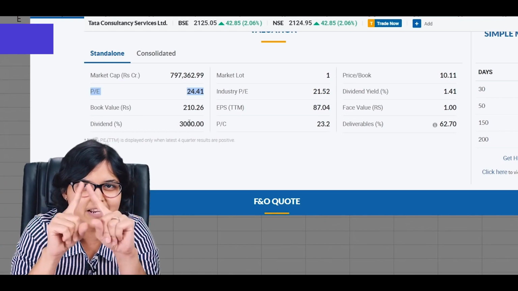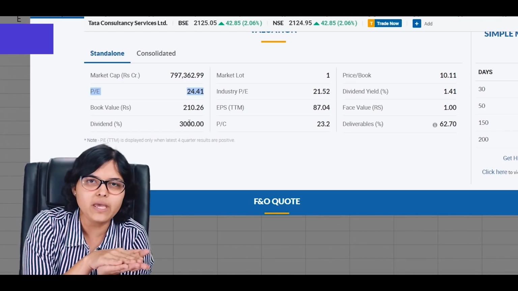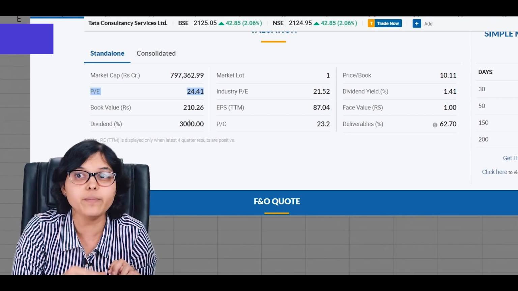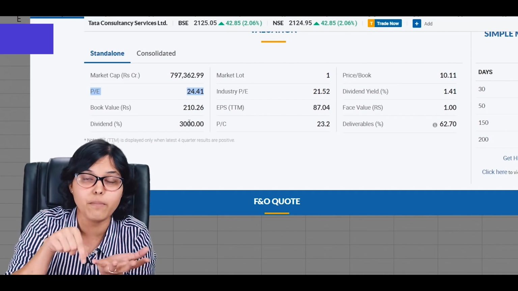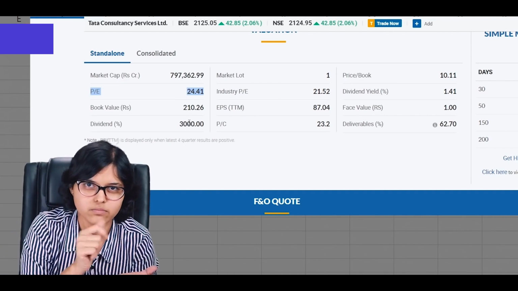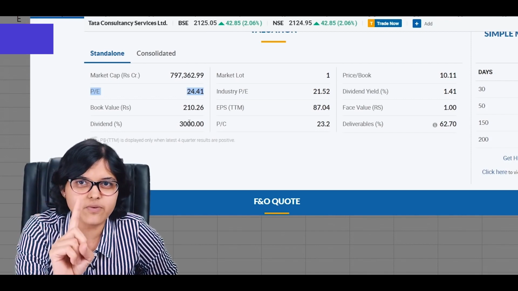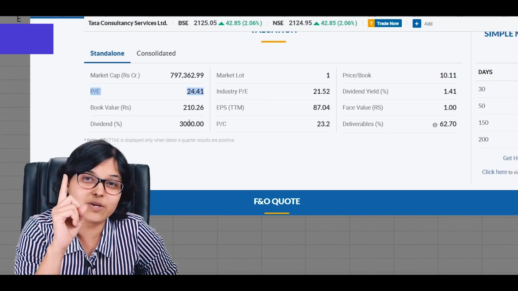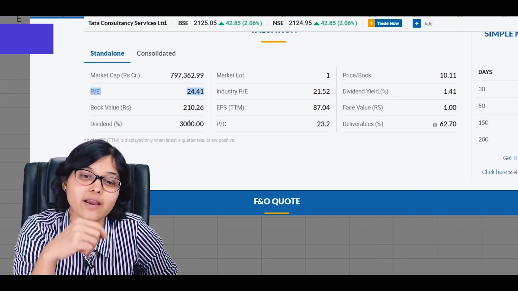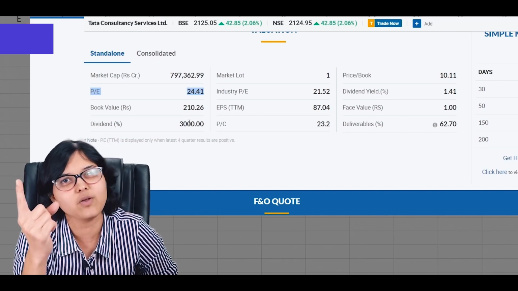So please understand in a nutshell now. Lower PE, ideally cheap, but does not mean go ahead and buy, because bad news could have taken the PE lower. Number two, a higher PE ideally means it's expensive, but as I said, if investors have high confidence in the stock, they're ready to pay more also. That is why the PE could be on the upper side.